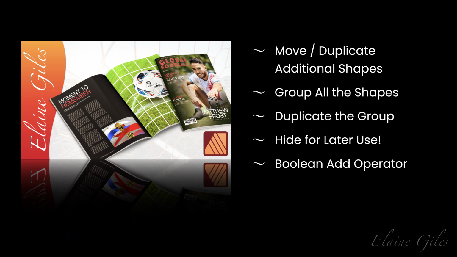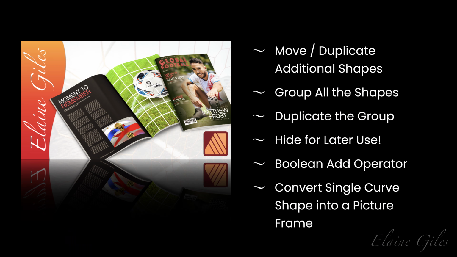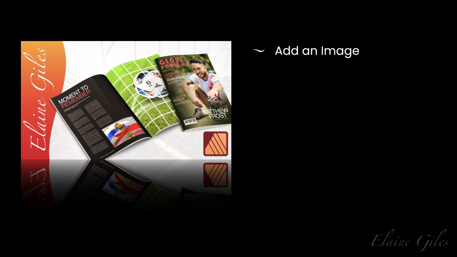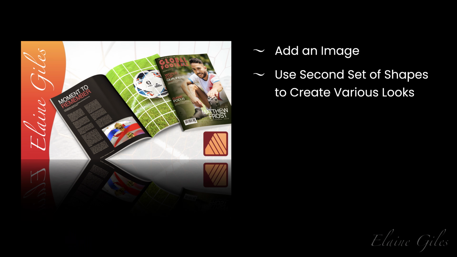I used a Boolean add operator on the first set of shapes to create a single curve shape. Then I converted that single curve shape into a picture frame, added an image, and then use the second set of shapes to provide various looks, including making several of the shapes individual picture frames and adding images to them. Finally, I shared a few variations of the principle using other shapes.